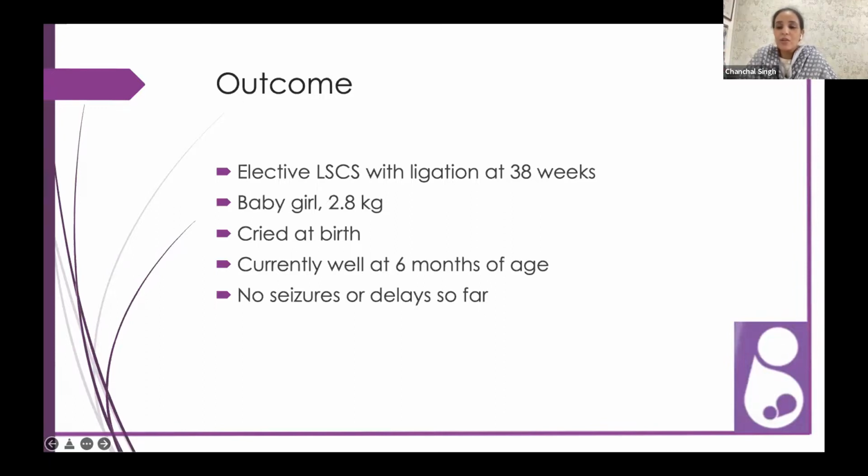Because all this workup took 6-8 weeks, by that time, at 28-30 weeks, the parents had made up their mind that we'll continue. And that's what the treating team also felt. Yes, Dr. Chanchal, I would definitely revise to some extent the previous counseling that I gave, that the possibility of seizures and cognitive abnormalities was high.